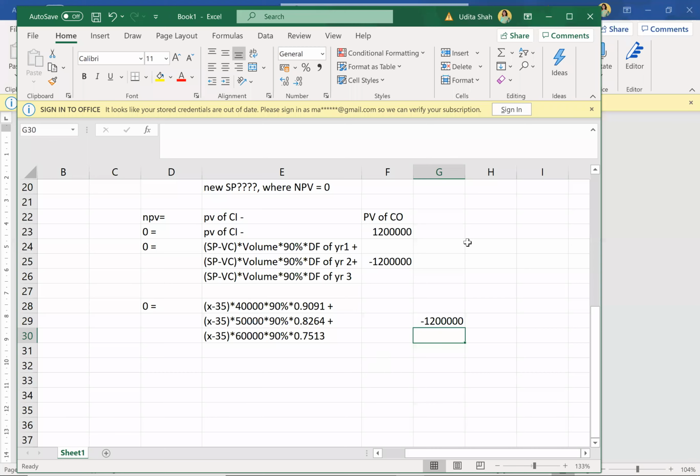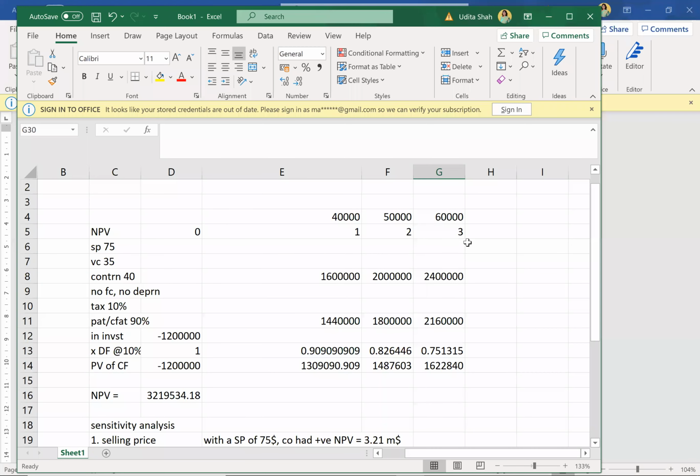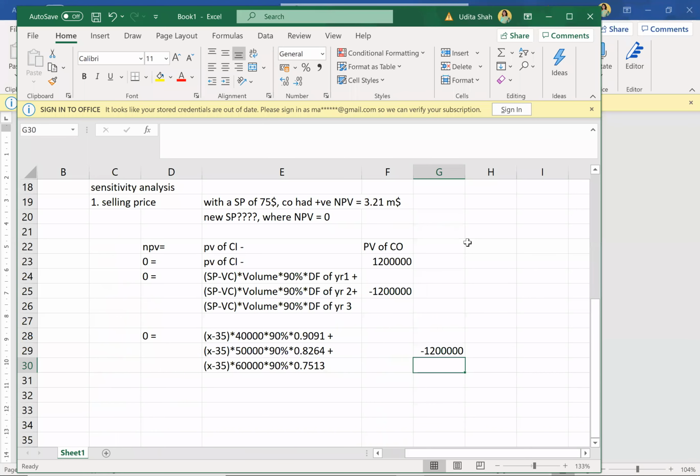Second year is how much? 0.8264, right? And 0.7513. Okay, I've taken till 4 decimals. You can take it till 3 decimals also, no problem. Okay, now out of all of these, what is the common factor? X minus 35 is common, correct? So I can bring that out.